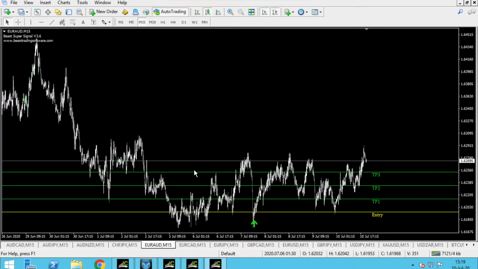Next we have the euro and Australian dollar. Only one signal recently so far. We had a buy signal, and this is really a good buy signal, no drawdown whatsoever, and it went and took out take profit level 3 pretty easily.